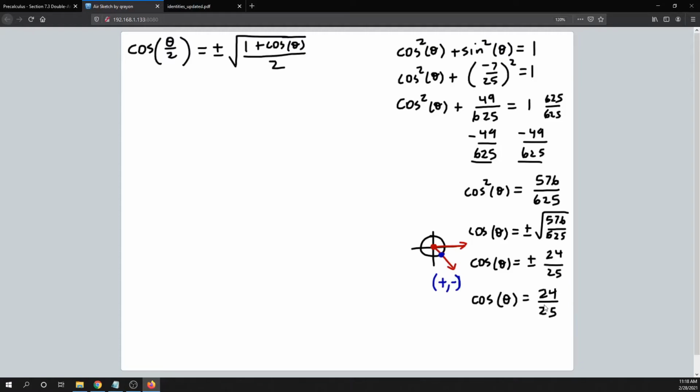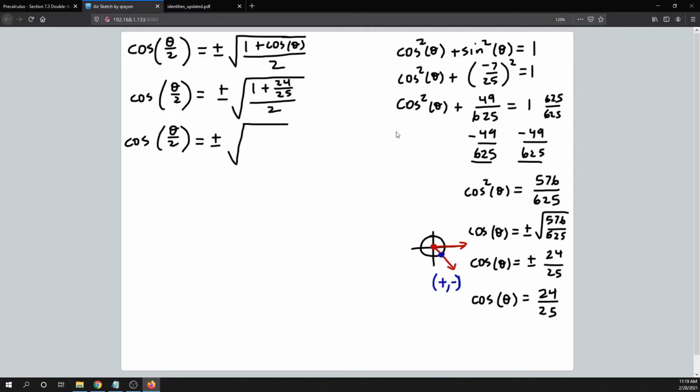Okay, so now that I finally have this value, I'm going to put it back up here into this identity. So cosine of theta over 2 is either equal to plus or minus the square root of 1 plus 24 25ths over 2. And I'm going to have to work that out, okay? All right, so cosine of theta over 2. I want to simplify that as much as possible. So I need to get rid of this complex fraction that's underneath the radical.